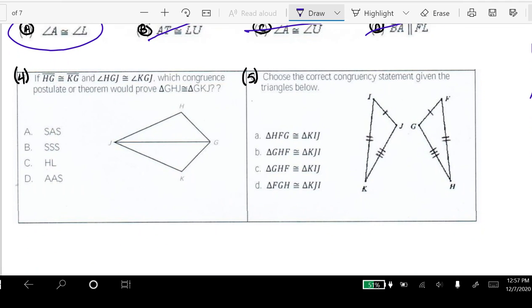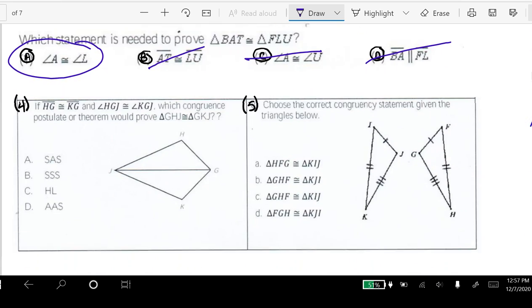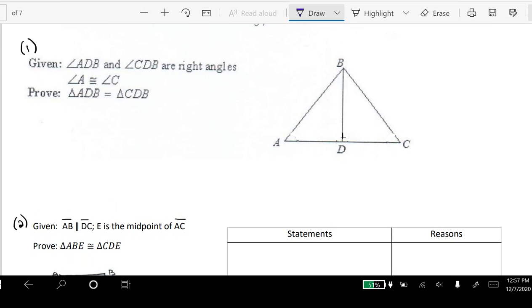Here's a few multiple choice. Again, I think you guys can handle those. Just want to go through things. All right. So I'll go through a few of the proofs here.